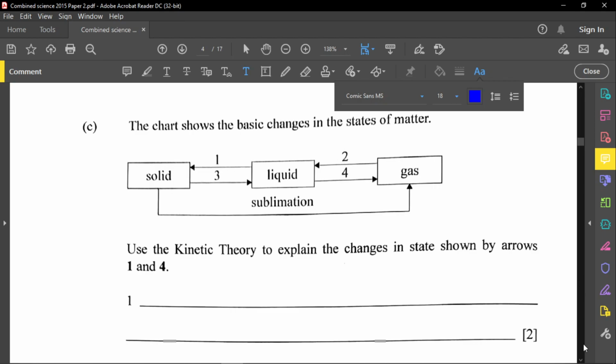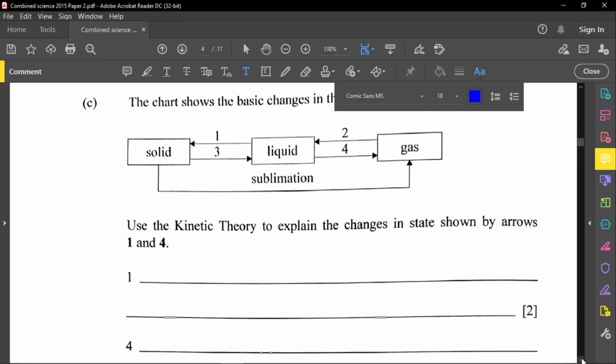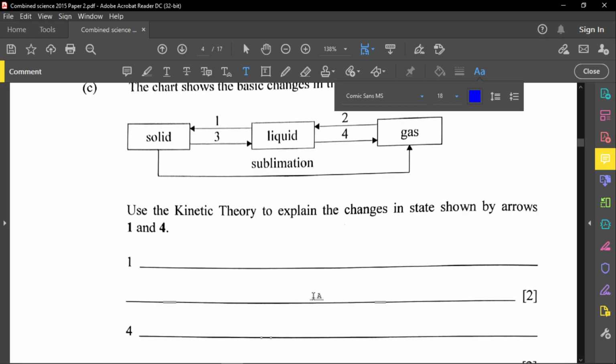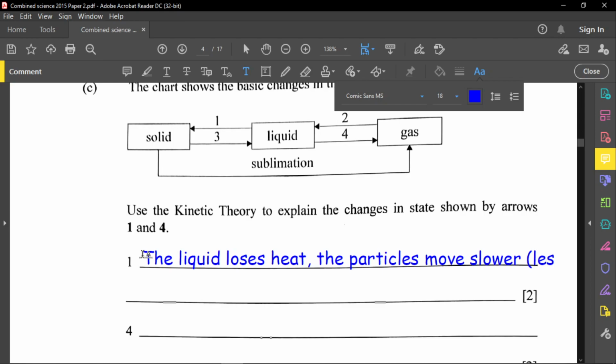Arrow 1 is moving from liquid to solid. Moving from liquid to solid, the liquid loses heat because it is getting cooler. So the liquid loses heat, and once it loses heat, the particles move slower. This is because of less kinetic energy, just put it in brackets.